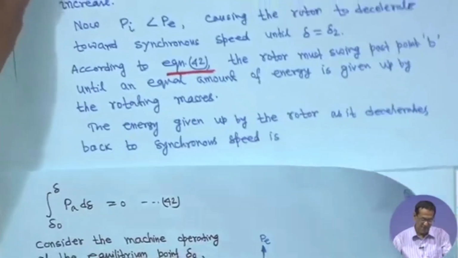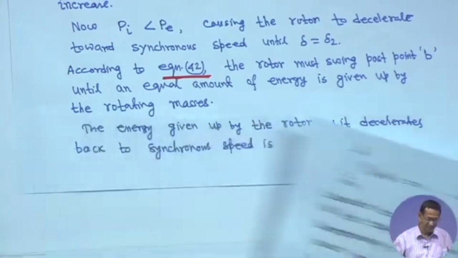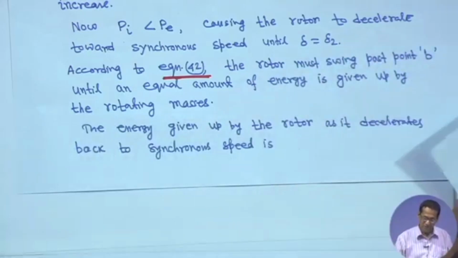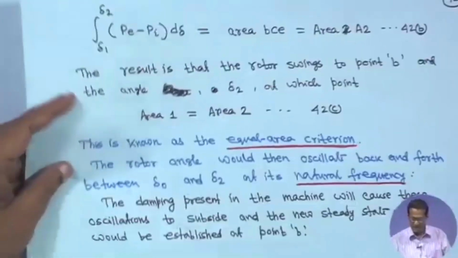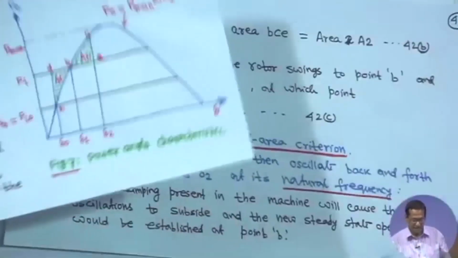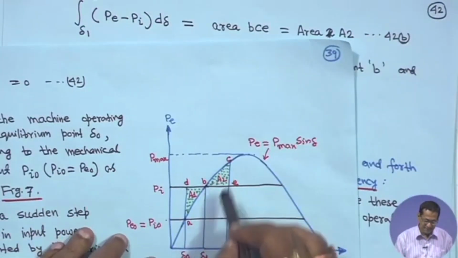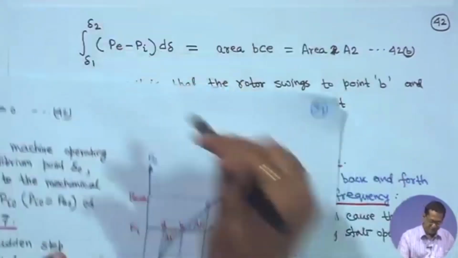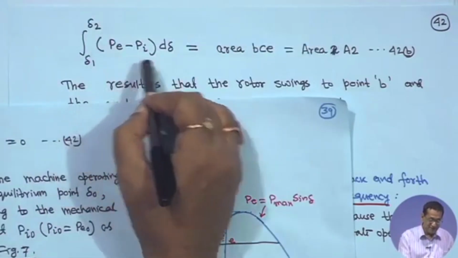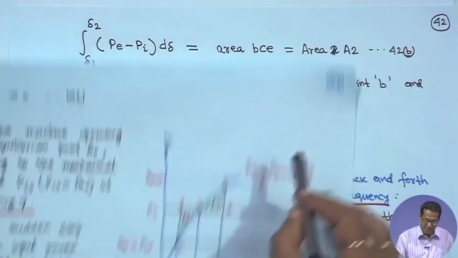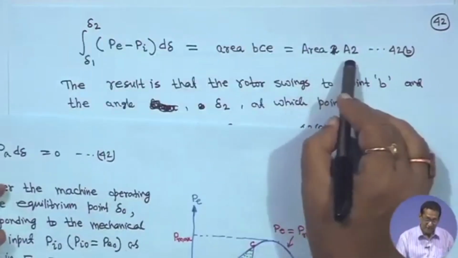The energy given up by the rotor as it decelerates back to synchronous speed can be given as follows, because at that time P_e is greater than P_i. The integration from delta_1 to delta_2 of (P_e minus P_i) d delta is equal to area BCE, which is equal to area A_2.